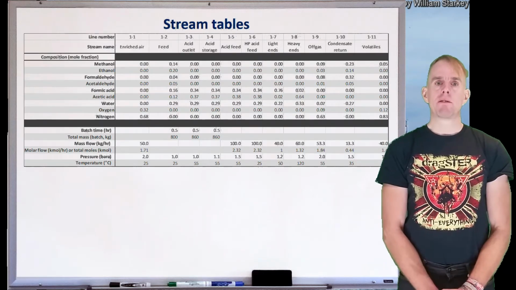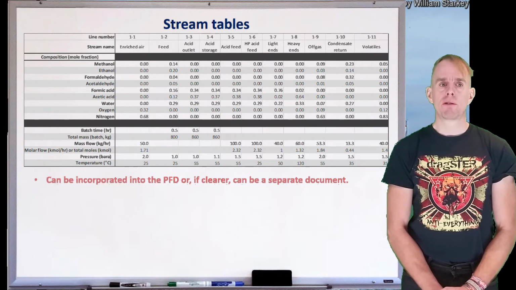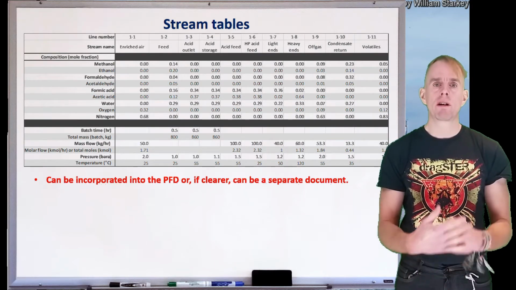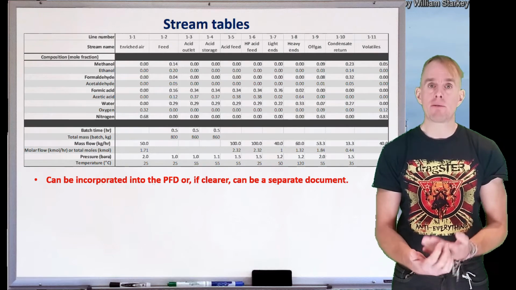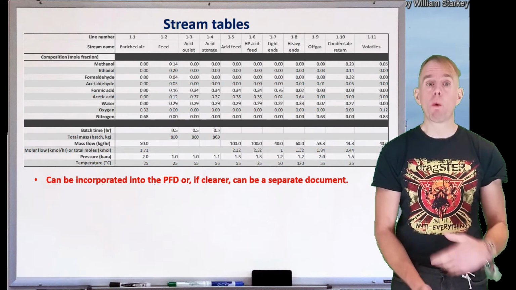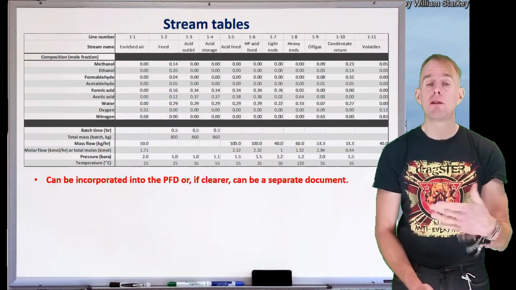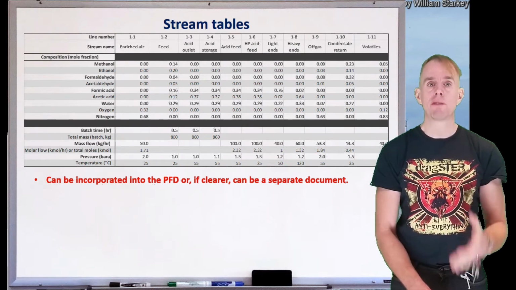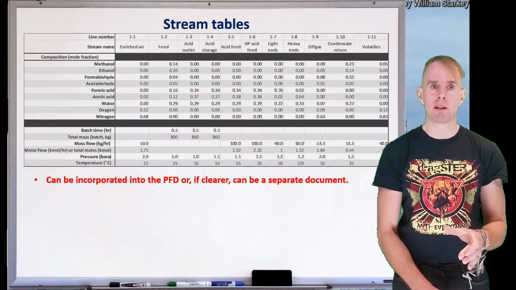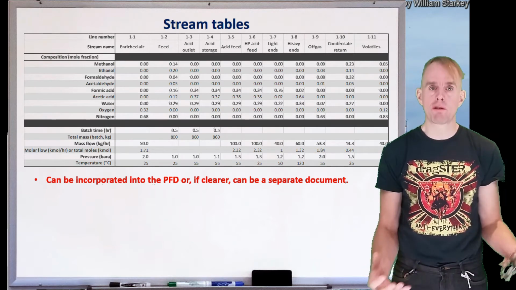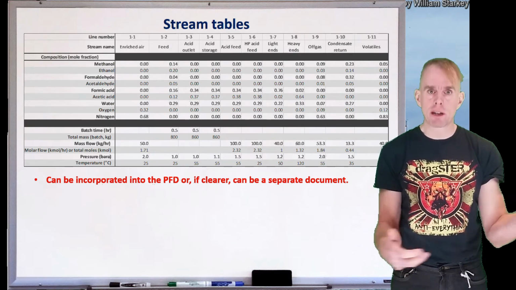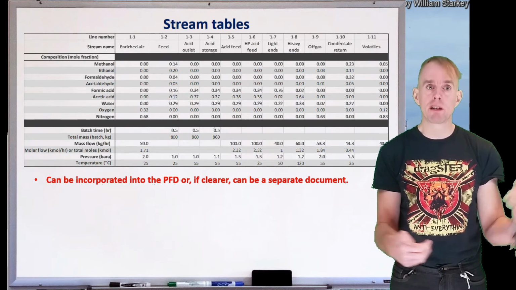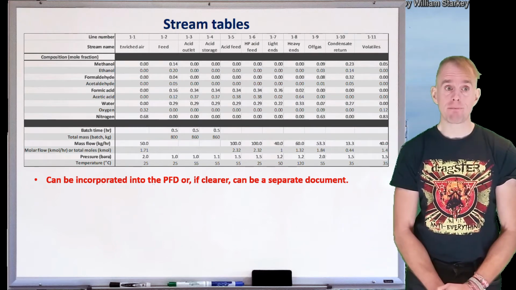When we think about stream tables, one can do one of two things. You can either incorporate them on the process flow diagram, if there's sufficient space to do so, or as a separate document that is appended to your set of process flow diagrams. The rule of thumb here is do whatever is clearest and most unambiguous. If incorporation onto the process flow diagram means shrinking the stream tables to an almost unreadable size, don't do it.